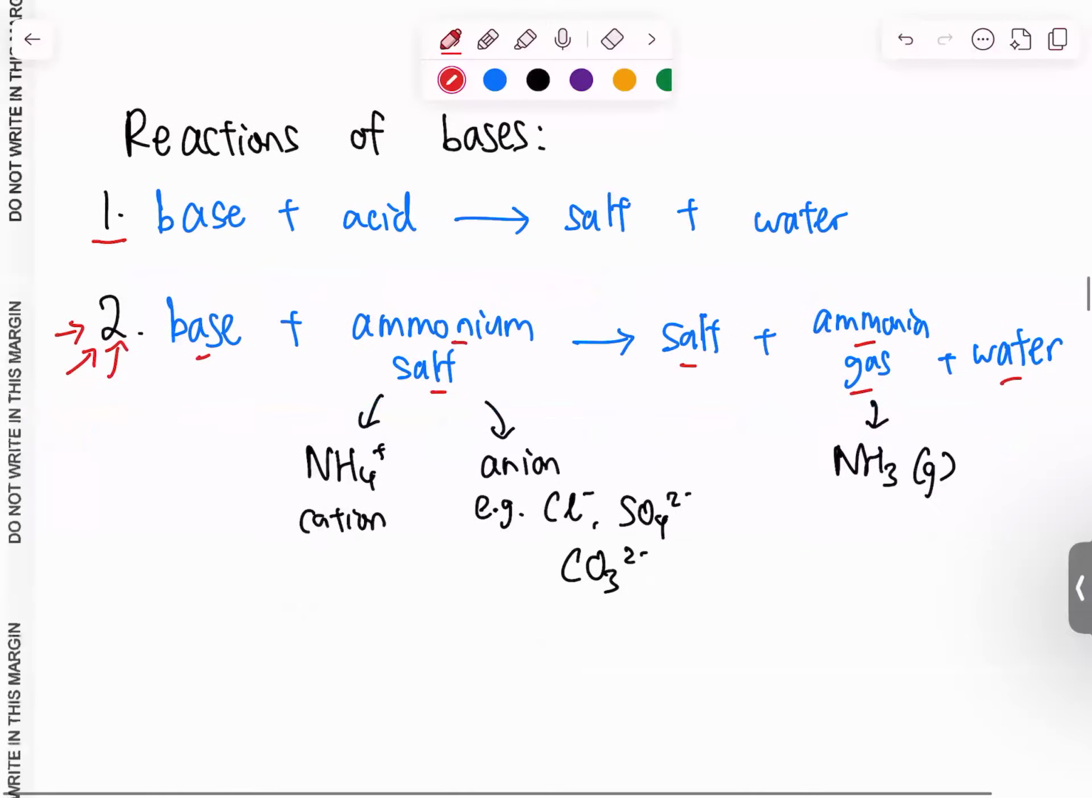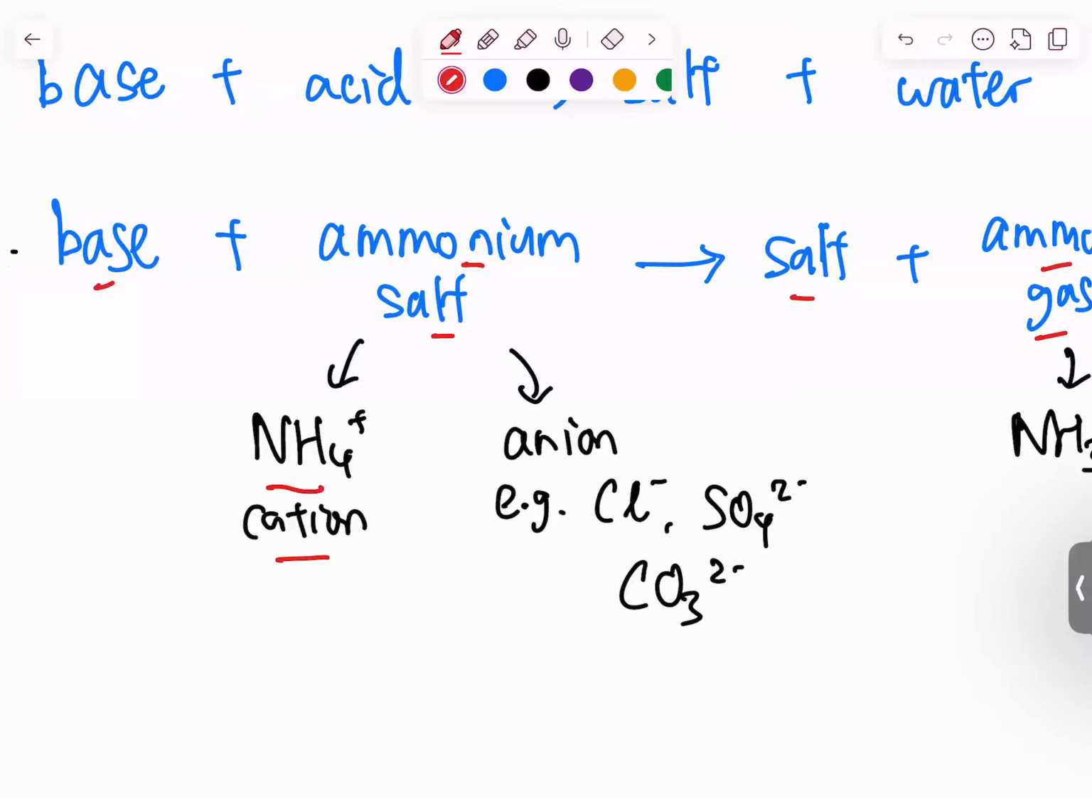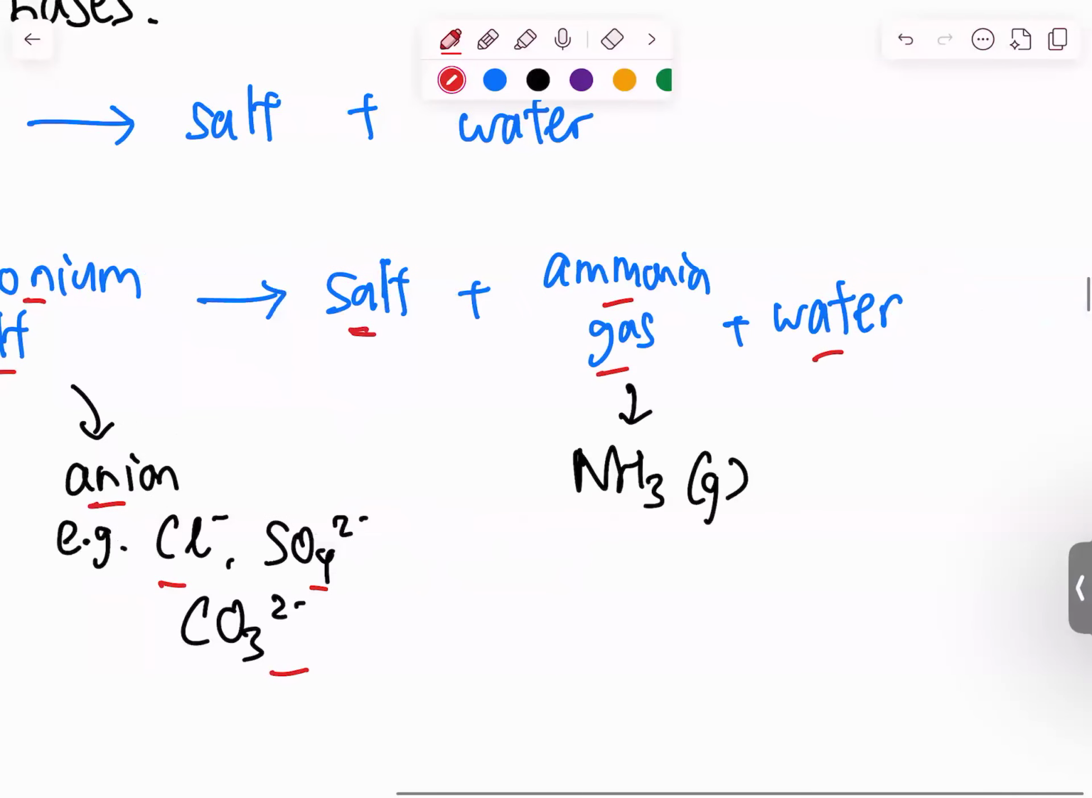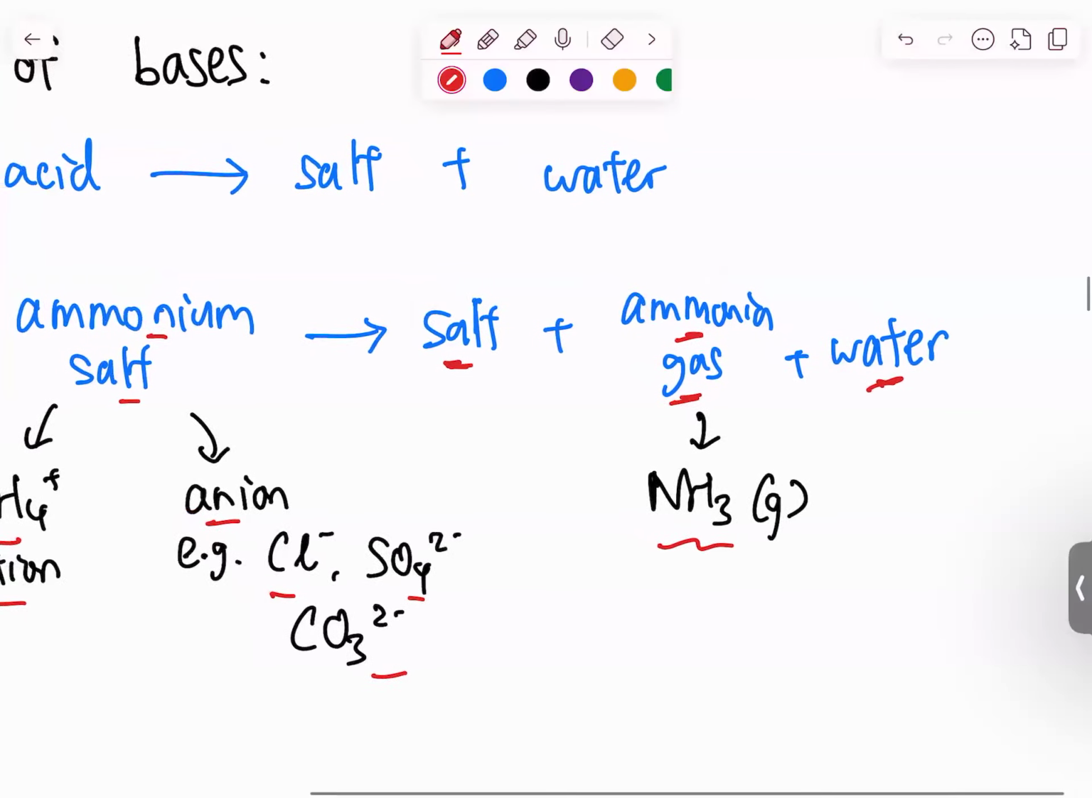So what is an ammonium salt? Essentially, ammonium salt contains the ammonium cation and any other anion. So ammonium chloride, ammonium sulfate, ammonium carbonate, they are considered ammonium salts. They will form salt, ammonia gas, and water. So this one turns damp red litmus paper blue, right? For the test of ammonia gas.